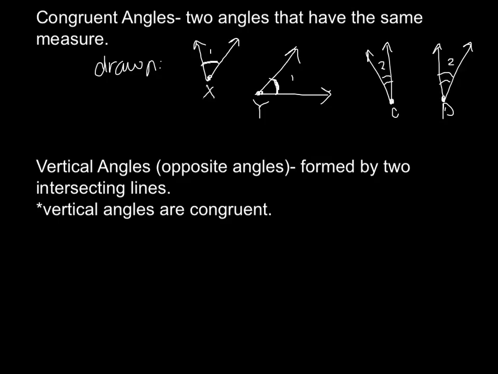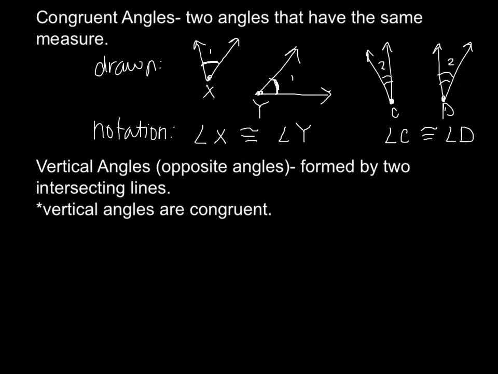So our notation for this, or how we write our answer, is that angle X is congruent, that's how we draw congruent, to angle Y. So over here we could say angle C is congruent to angle D. Okay, so that's how we draw that.